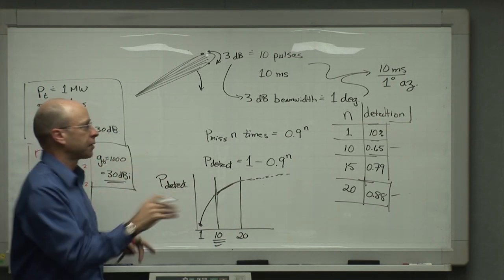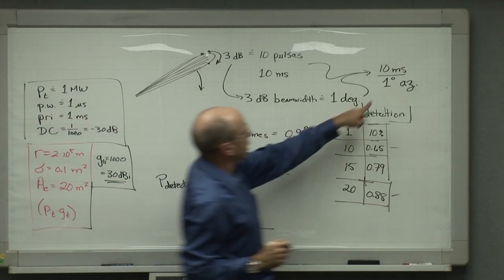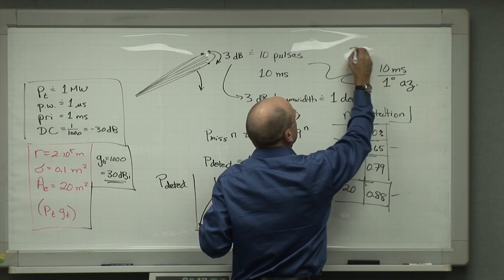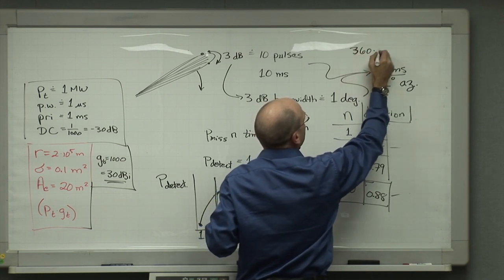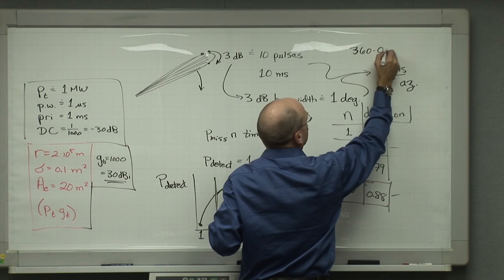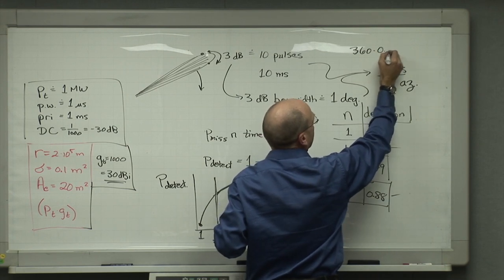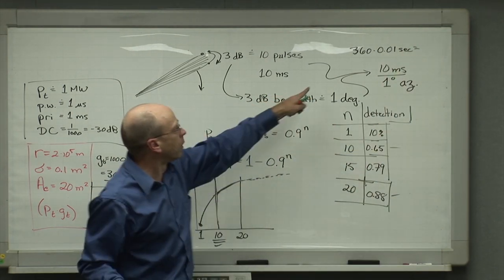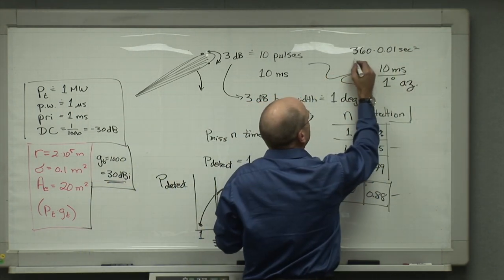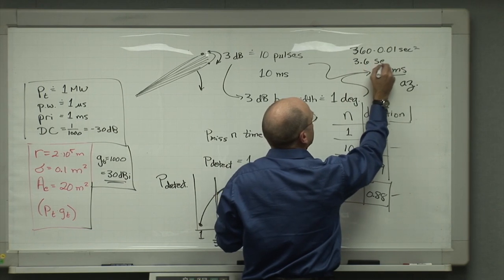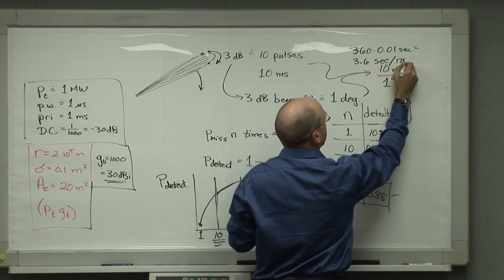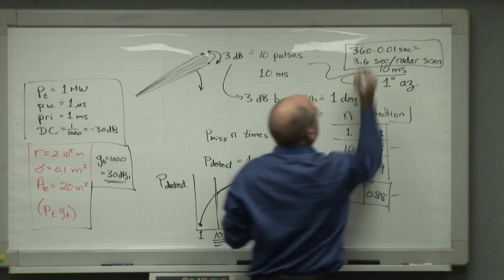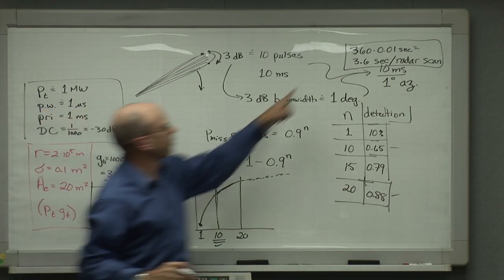So again, we have to do these balances and trade-offs in radar design. Well, if it takes 10 milliseconds per degree of azimuth, then it's going to take 360 times 10 milliseconds, and a millisecond is 0.001, so 10 milliseconds is 0.01 seconds, in order to do one rotation of the radar. And so this implies 3.6 seconds per radar scan. So we're going to search 360 degrees every 3.6 seconds.